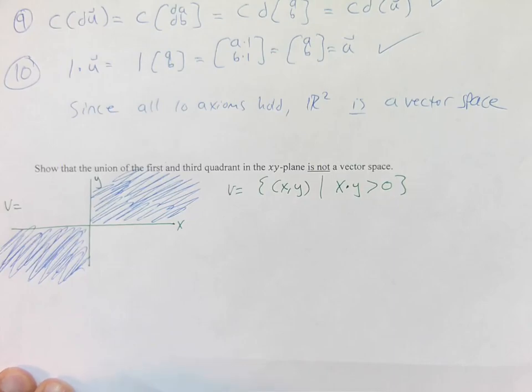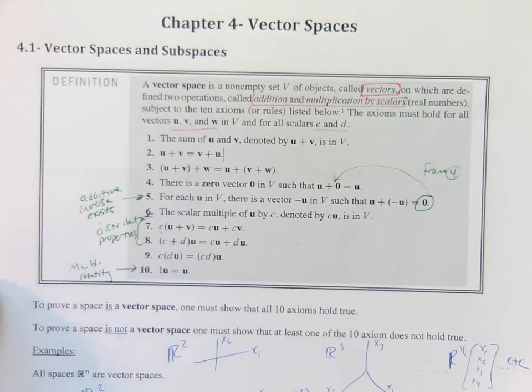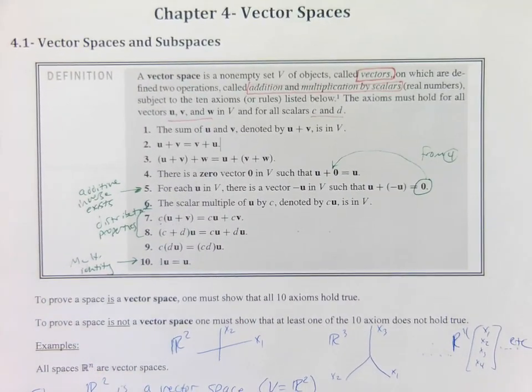A number of the properties fail in this one. I would maybe take a second and think about which of these 10 properties on the first page are going to fail if we try to think about the union of the first and the third quadrant. Maybe pause the video real quick and think about that.